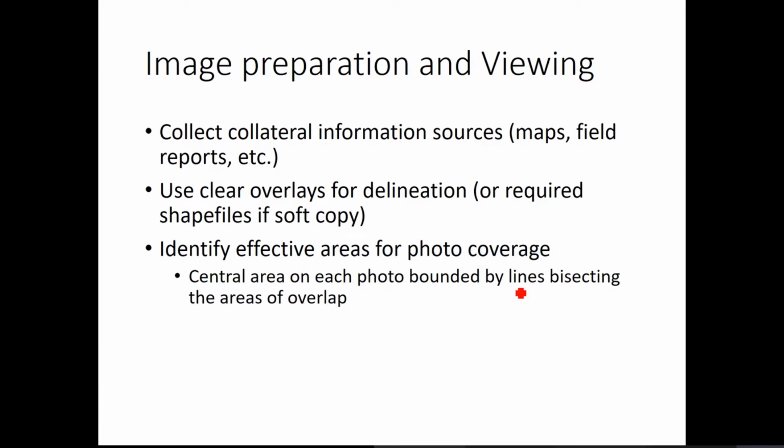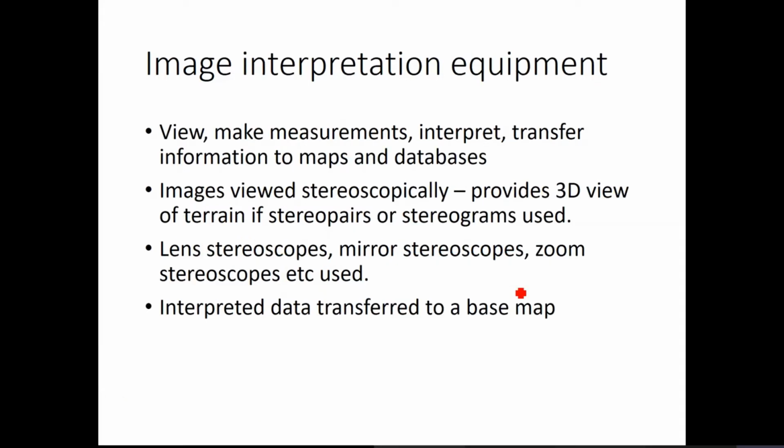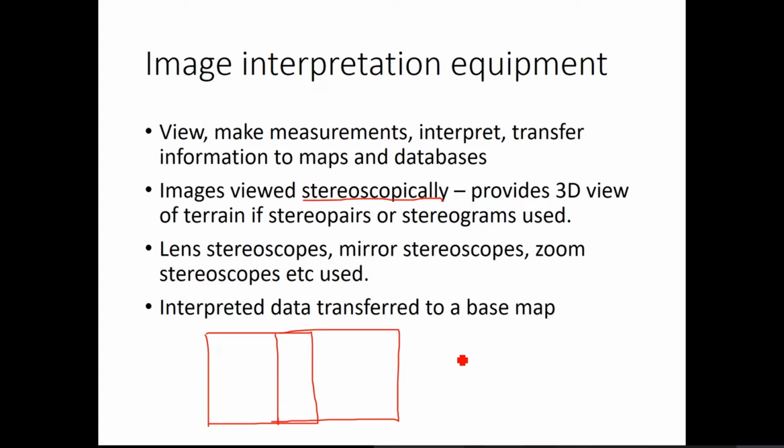Once you do that, you go for the image interpretation equipment, where you can view, make measurements, interpret, and transfer information to maps and databases. Suppose you are using a hard copy of the photograph, you are viewing the images stereoscopically, because we always take adjacent photos and then view them through a stereoscope. We saw that in the previous classes. We look at it through a stereoscope.